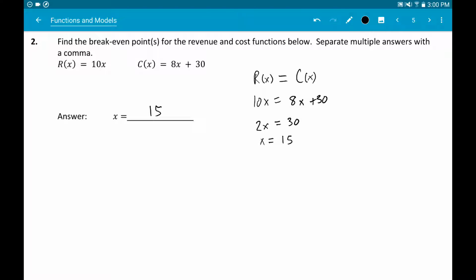And then if we sell more than that, we sell 16 of them or more, we're actually going to start making positive profit. Okay, so for a business, I guess you could say it's a goal. You definitely want to get to your break-even point and ultimately pass it so that you're making money.